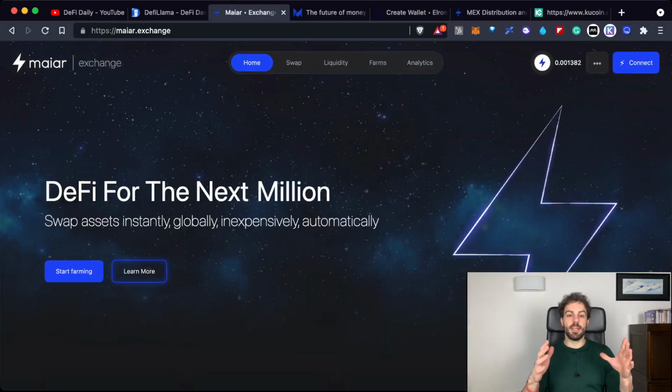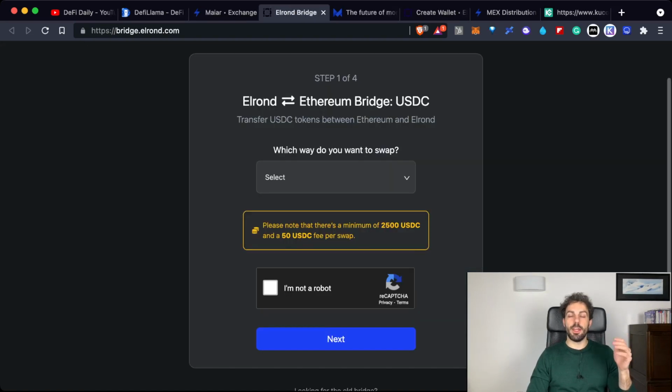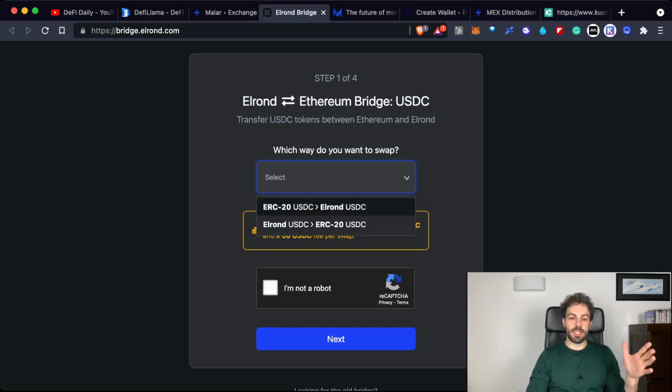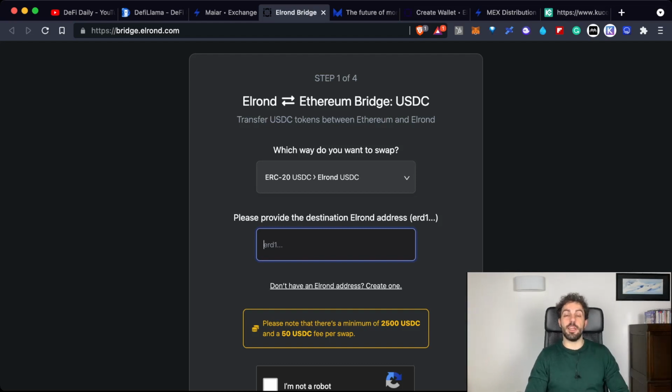I will start by saying that in order to use this exchange, you will need some coins, some tokens on the Elrond blockchain. And it's not so difficult to retrieve them, but you have to pay attention to a couple of things. The first option is just clicking here on the three dots and then bridge. On this interface, you will have the opportunity to bridge your USDC from Ethereum to Elrond. You just have to select the starting blockchain. In this case, we are talking about moving from Ethereum to Elrond and then providing the address of your Elrond wallet. But there is a problem.